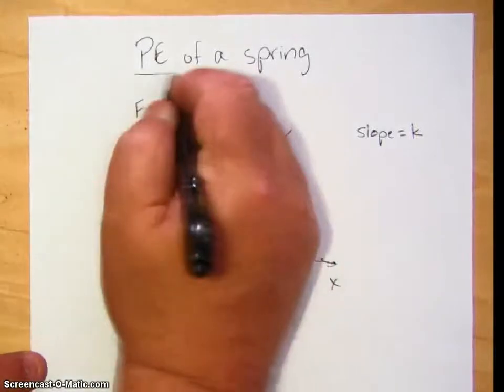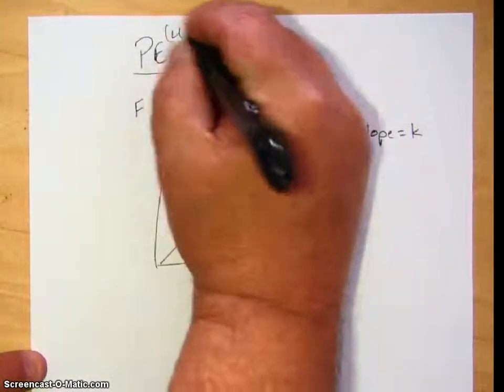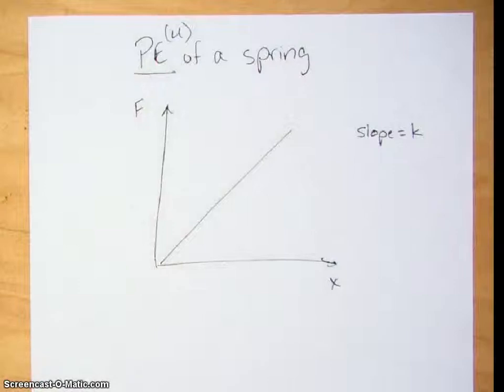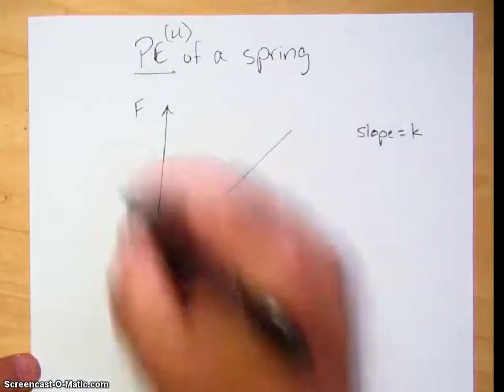Okay, now we're talking about potential energy of a spring. Remember, you can use U for potential energy. You'll also see that written, so be careful with it. The key thing to understand, it's a linear graph.